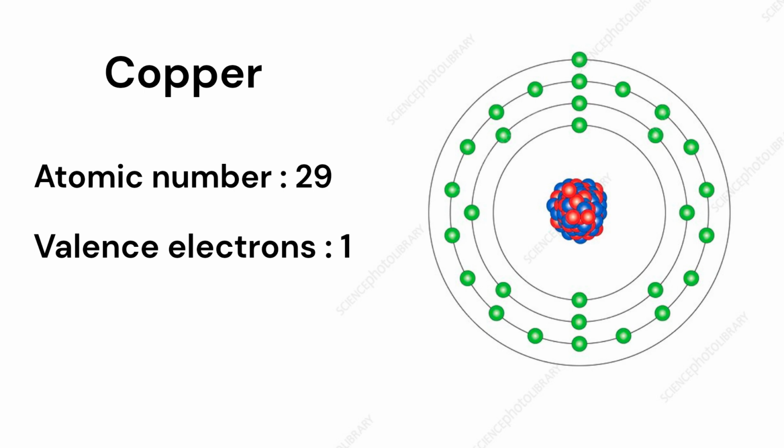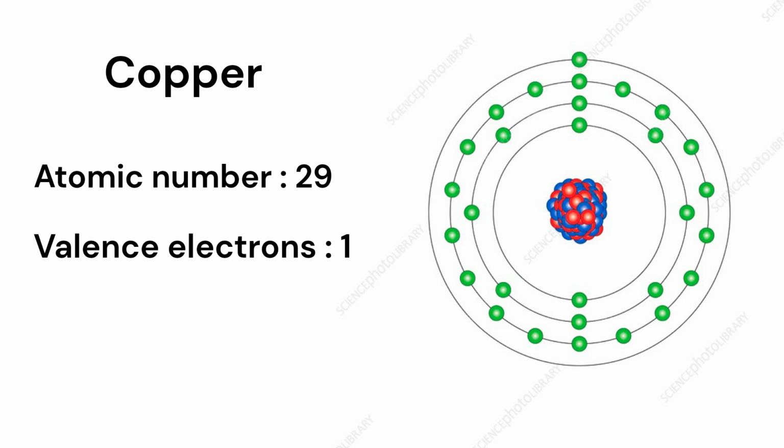We also need to discuss the concept of valency. The outermost shell of any atom is the valence shell, and the electrons in the outermost shell are valence electrons. Here copper's outermost shell is the third shell and has 1 valence electron within the shell.